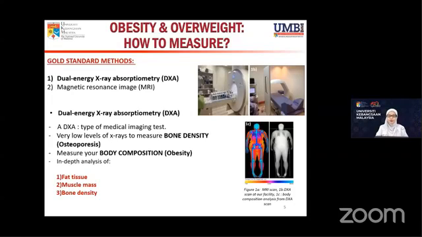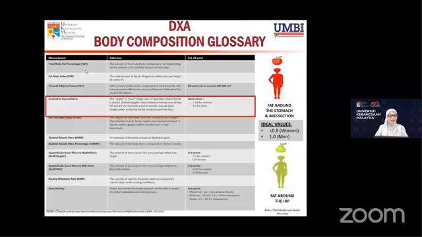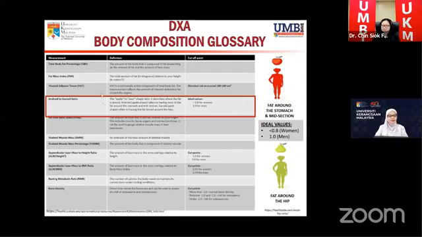Bone density can be used to diagnose osteoporosis, and body composition will give an in-depth analysis of fat tissue, muscle mass, and bone density. This table here shows the measurements that can be done by DEXA, including total body fat percentage, fat mass index, visceral adipose tissue, android to gynoid ratio, and so on. For example, the android and gynoid ratio describes the storage of fat in the body.